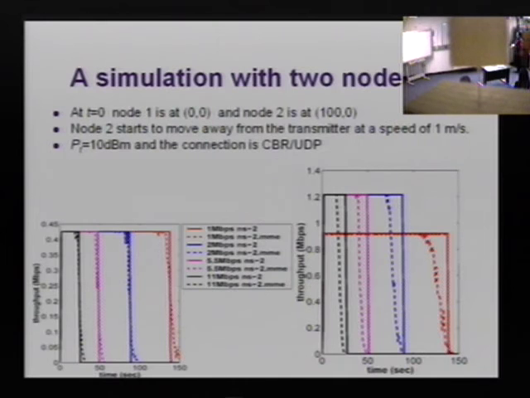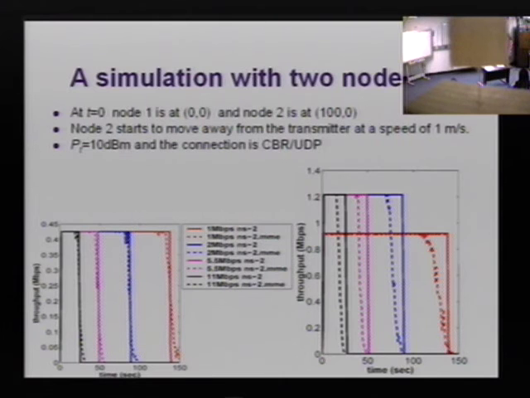It's a simple simulation. At T0, node 1 is at 0 and node 2 is at 100, and node 2 starts to move away from node 1 at the speed of 1 meter per second. The power is 10 dBm. At 10 dBm, the transmit range of 1 megabit per second is 240 meters. By the way, this is done using 512 byte packets over a CBR-UDP connection. The dashed lines are our modifications, and the solid lines are NS2's.